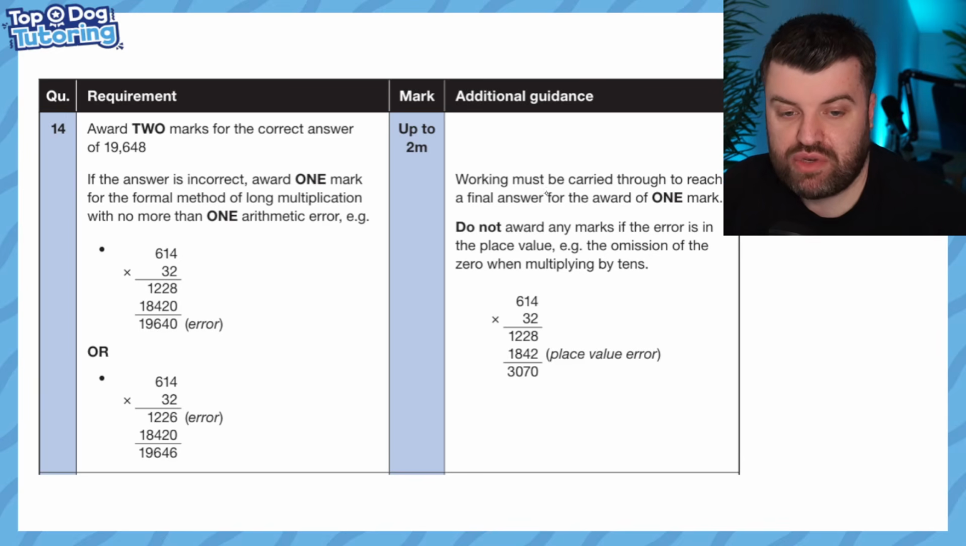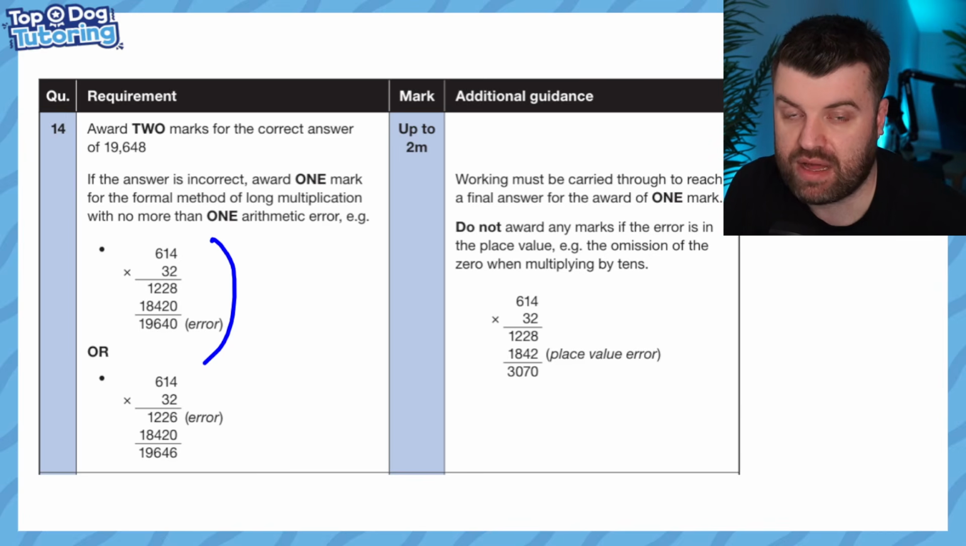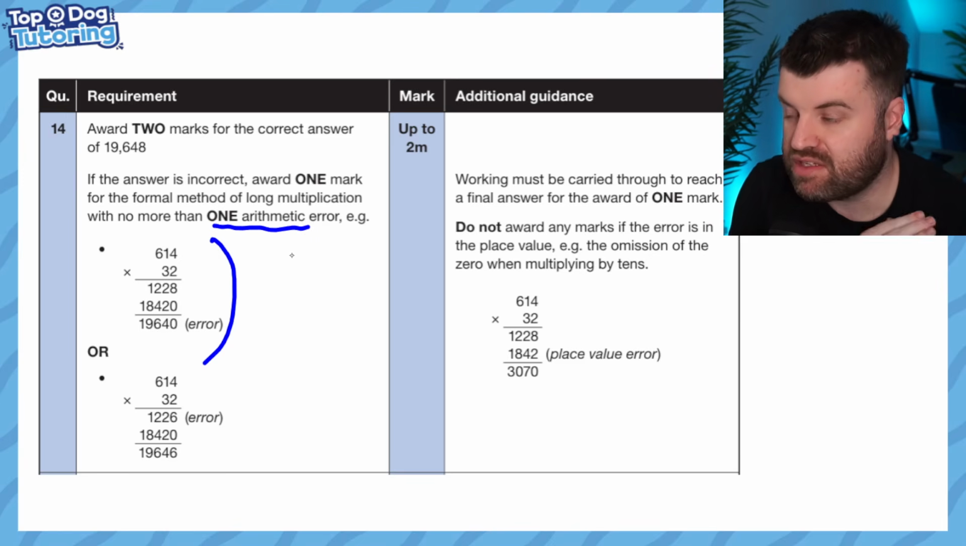We can see here, look, additional guidance. Working must be carried through to reach the final answer and award of 1 mark. So that means you have to do the entire process. This is a common theme in SATs marking schemes. To get 1 mark out of 2, you have to do the whole process. It's just about making 1 arithmetic error. It's not about, if it's a 2-step question, just doing 1 step to get 1 mark.